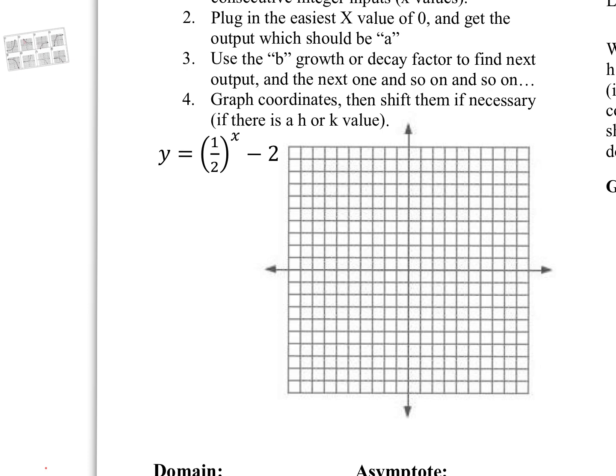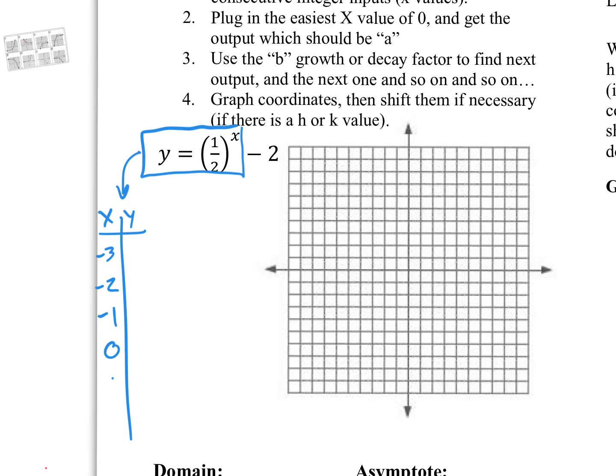So if you wanted to ignore the k value for a bit, this is what you could do. Box that in, draw a quick XY table with consecutive integer inputs like -3, -2, -1, 0, 1, 2, 3. Plug in an easy number like 0. When you plug in 0, anything to the 0 power is 1. If you had an a value of 2, you'd multiply 1 times 2, but there is no a value. It's just 1. So when you plug in a 0, you get out a 1.